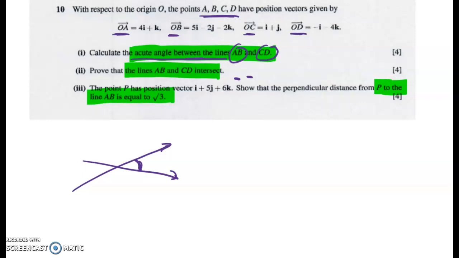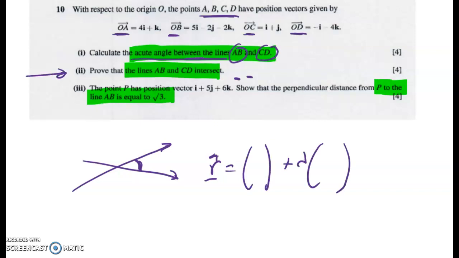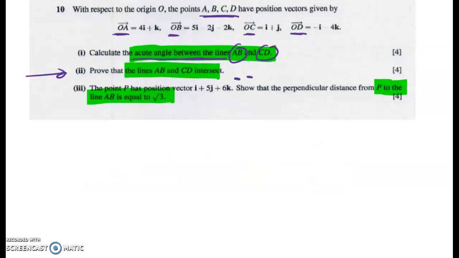Okay, so this is easier than some of you have been trying to make it. Some of you have started off by writing out R is equal to this plus lambda times this. You don't need to do that until you get down to the second question. All right, so step 1 is to find AB and to find CD.